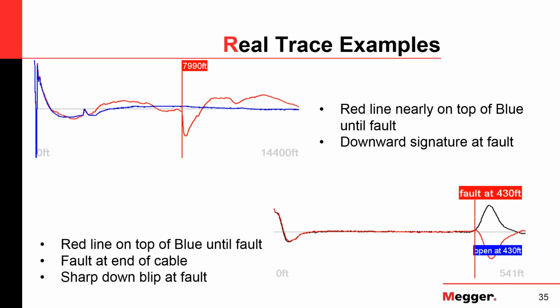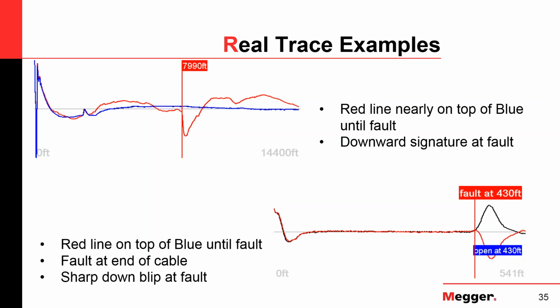So real traces look a little bit like this. On the very top, you have a typical pinhole fault. The traces are very close to each other, hugging, especially in the beginning. And then you have this sharp V-shape signature, a downward signature, and the computer flagged it at 7,990 feet. There's your flashover, and this is where your cable fault is.